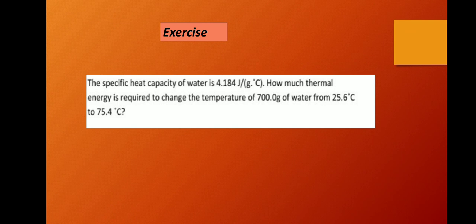So here I have given one exercise for you. In this one, specific heat capacity is given to you. Then you have to find the Q. And here the mass is given as 700 grams, the initial temperature is 25.6 degrees Celsius and the final temperature is 75.4 degrees Celsius. So by applying the formula Q equals mc delta theta, initially find the delta theta, final minus initial. mc you know, then substitute and find the answer for this one.